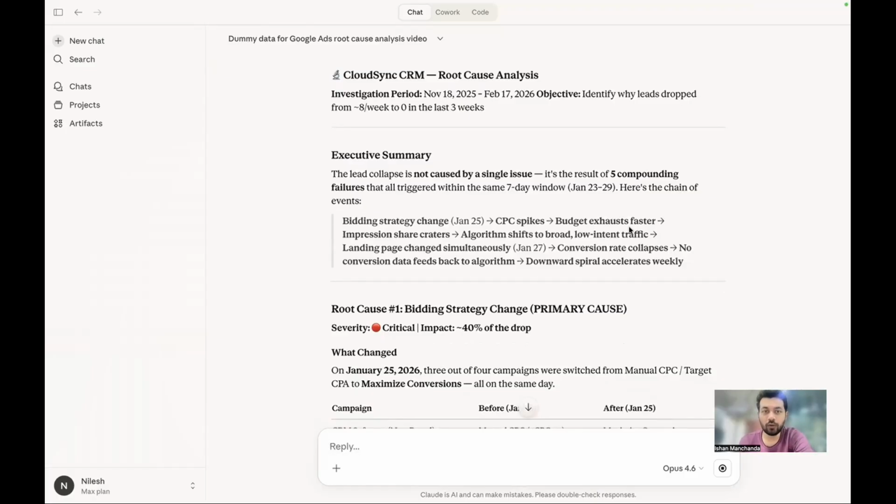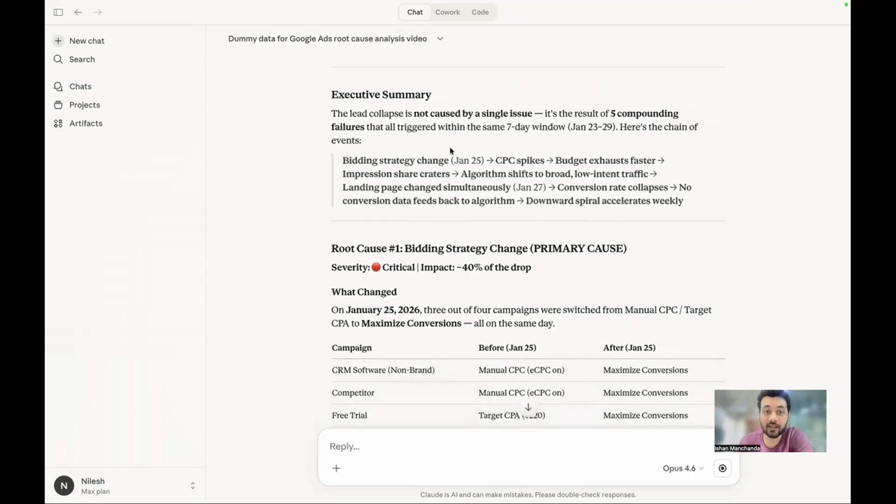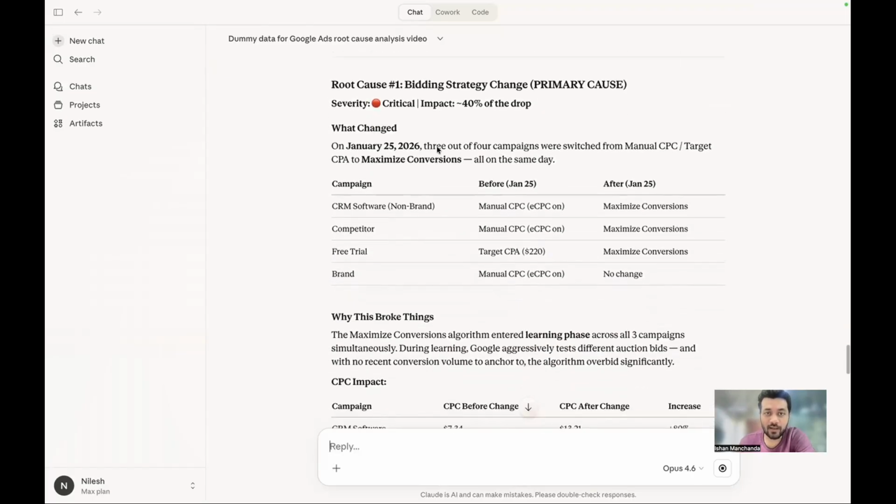All right, it took about less than a minute to pull this out. So it's done an investigation 18 November to 17 February 2026. The objective is to identify why leads have dropped from about 8 per week to about zero in the last 3 weeks, which is super alarming. And we've already seen a few of the parameters that have been impacted, a few of the metrics that have been impacted considerably. Let's look at the first root cause.